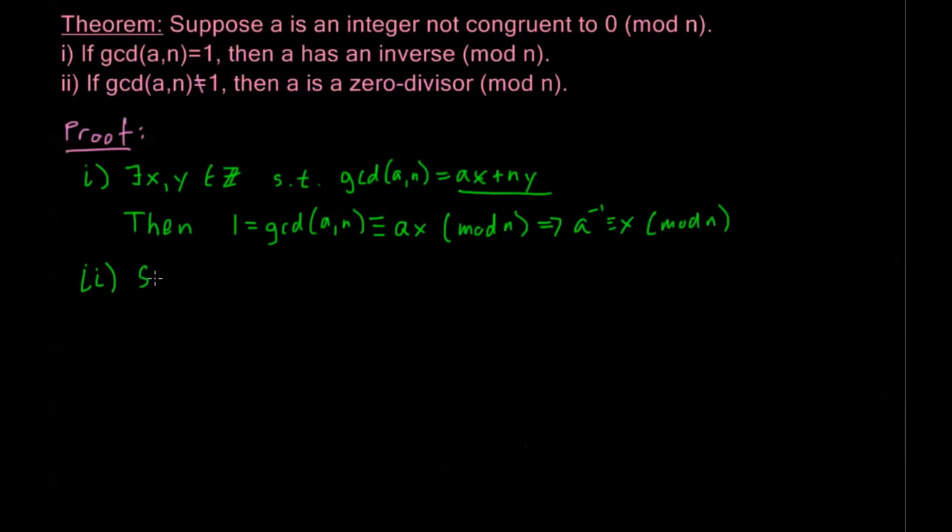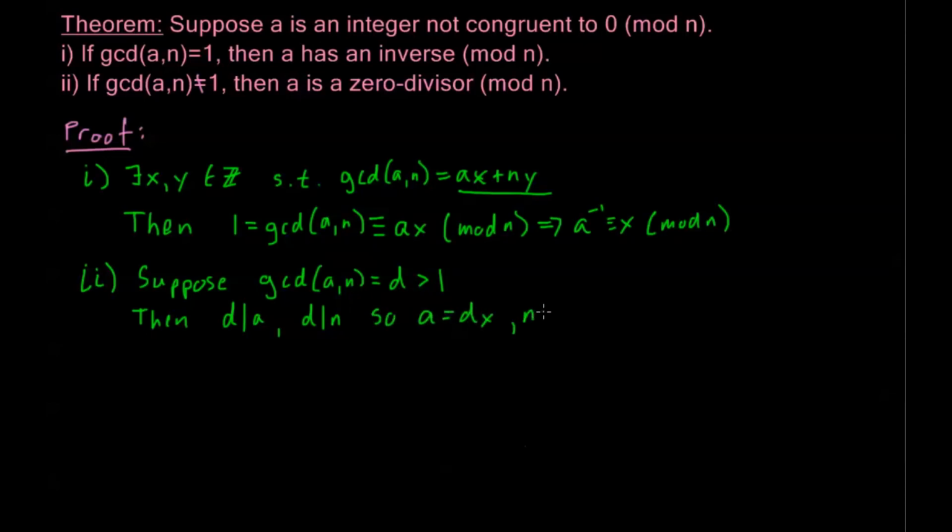Suppose that the GCD is greater than 1. That's what it means if it's not 1, because we know it's going to be a positive integer. So let's suppose that the GCD equals d, and that d is strictly greater than 1. Well, d is my GCD, so d divides a, d divides n. So, a equals dx and n equals dy for some integers x and y. That's what it means for d to be a divisor.